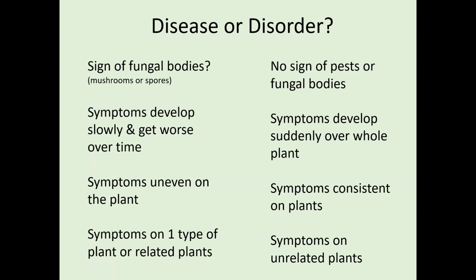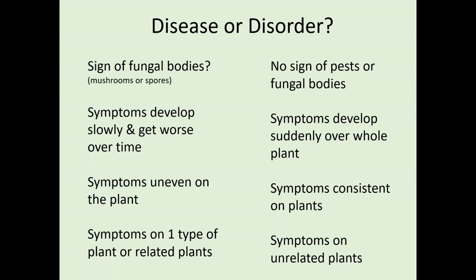On the disorder side, we're not going to see any signs of insects or fungal bodies, but you could still be viral or bacterial. Symptoms for disorders develop suddenly over the whole plant. A good example is winter burn, like in boxwood. Your boxwood might look fine all winter, but then we get a warm spring day and the ground's still frozen, and all of a sudden, one side of your boxwood is brown. So it couldn't get enough water, it's had winter burn, and suddenly the symptoms show up.